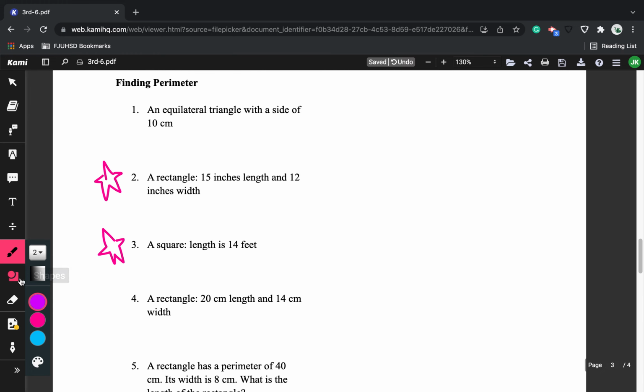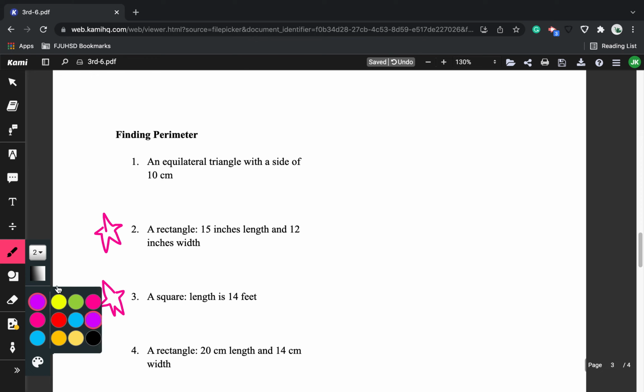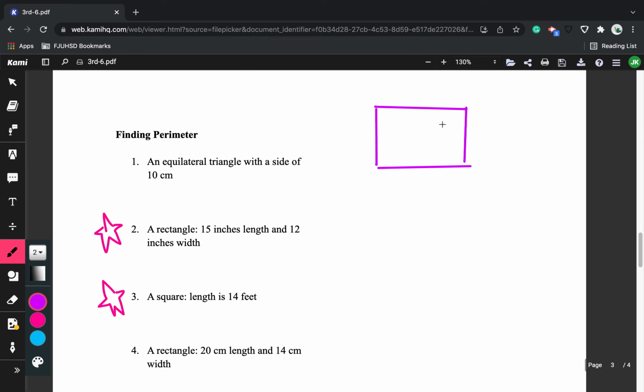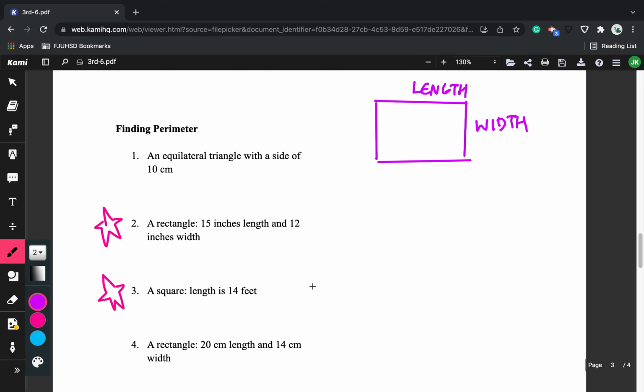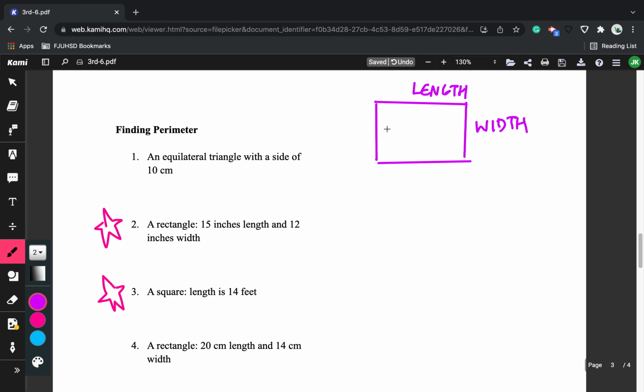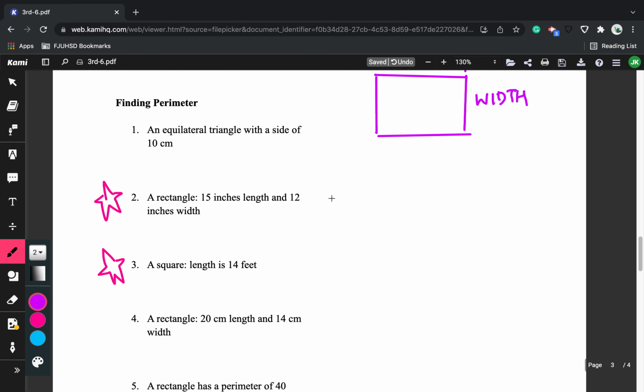Okay, perimeter is basically adding up the lengths and the widths of a border. It's usually length and width, and you add those together. For a rectangle, the length and the width are going to be different. The longer side is always going to be the length, while the shorter side is always going to be the width.